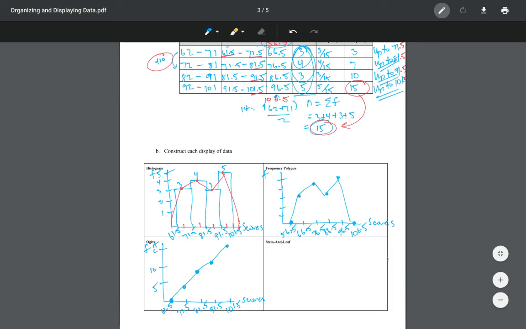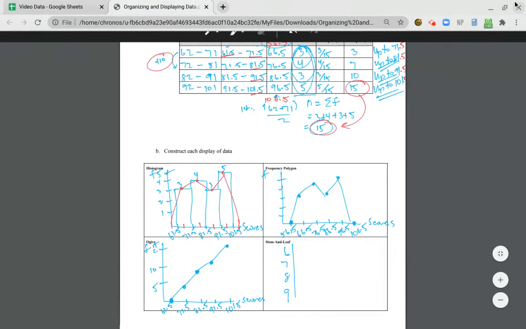Finally, I want my stem and leaf plot. To get my stem and leaf plot, I want my data in order, and I'm going to group these differently. I'm going to group them by my first digits, by my tens units. So I've got the 60s, the 70s, the 80s, and the 90s. There's nobody in the hundreds. So I'm actually going to just organize what I've got here a little bit differently.